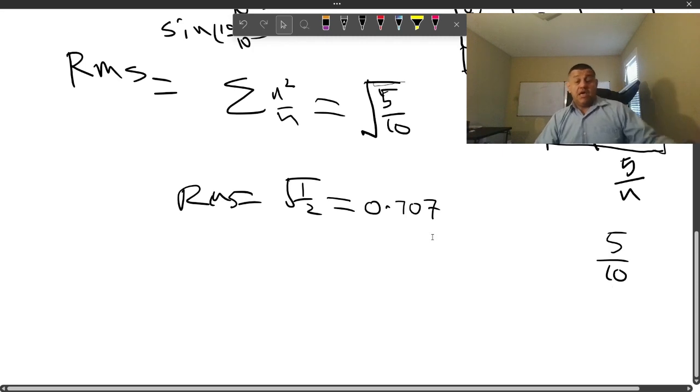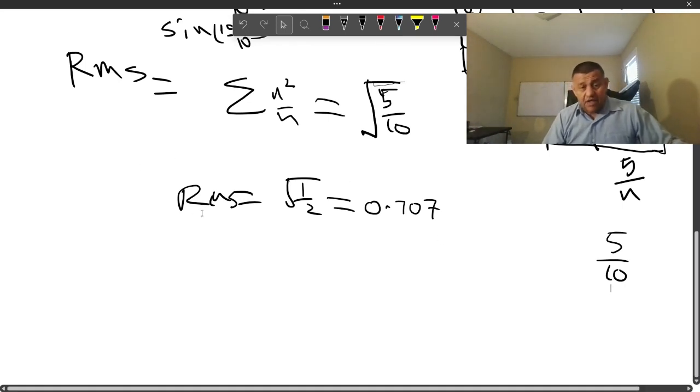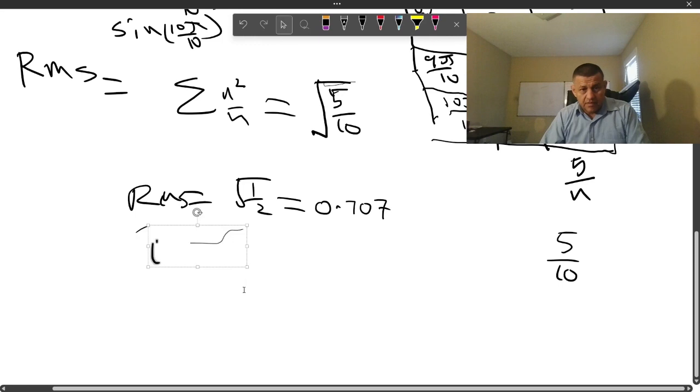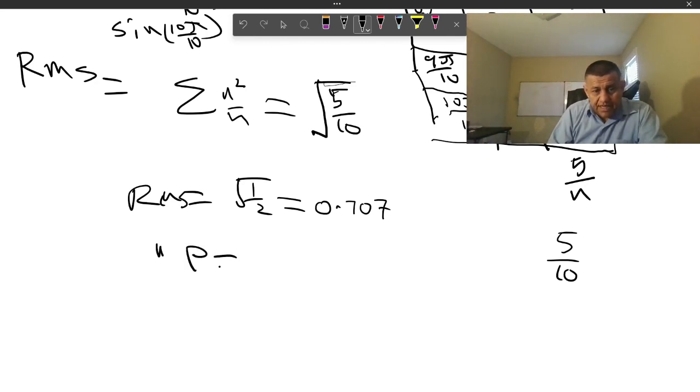Interestingly enough, let's say for example you take 120 and divide it by 0.707. So what would be the peak value of the voltage for an RMS of 120 volts? That is one example. So the peak value of the voltage is equal to the RMS voltage divided by 0.707, the root mean square factor.